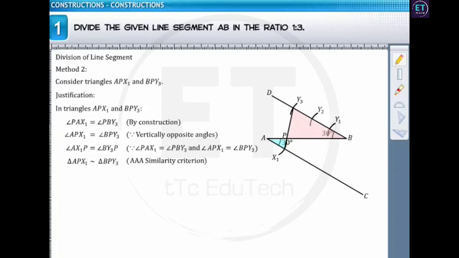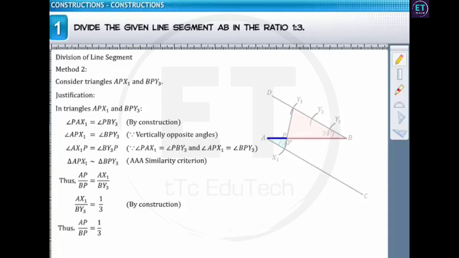Since triangles APX1 and BPY3 are similar, their sides will be in the same proportion. Thus, AP upon BP is equal to AX1 upon BY3. By construction, AX1 upon BY3 is equal to 1/3. Thus, AP upon PB is also equal to 1/3. In other words, the ratio AP is to PB is 1:3.